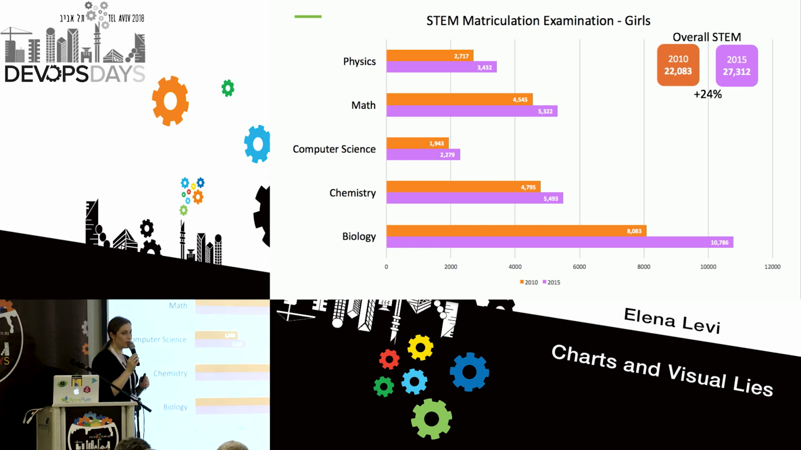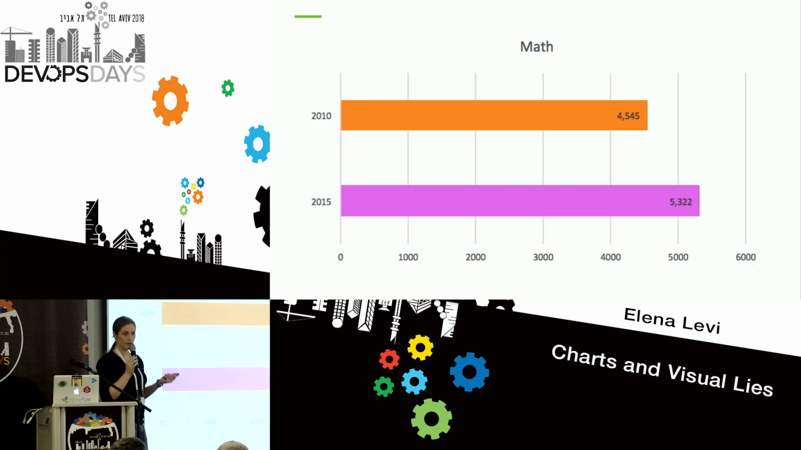So it's very similar. What basically, if taking math, just math for example, what they showed is that 4,500, I'm rounding up, 4,500 girls studied math in 5 units Bagrut in 2010, and 5,300 studied in 2015, which is a growth, right?